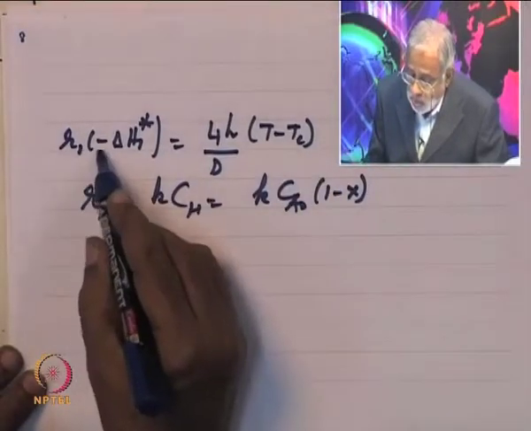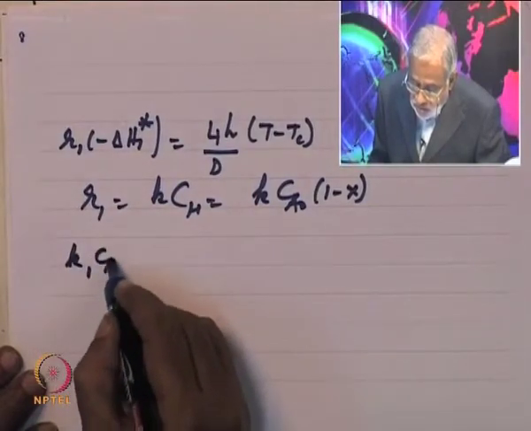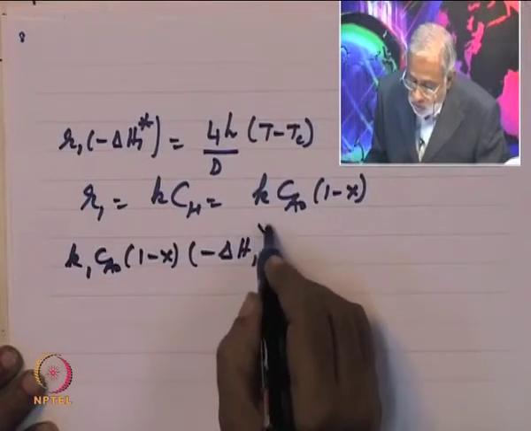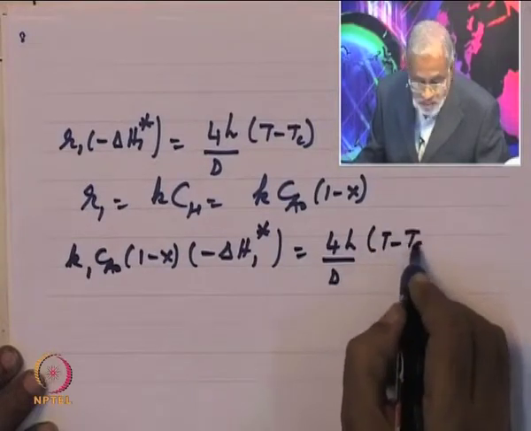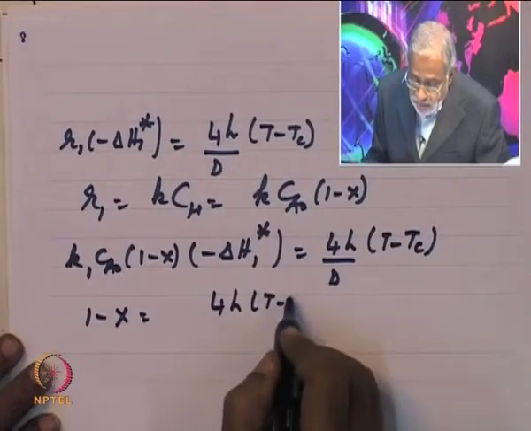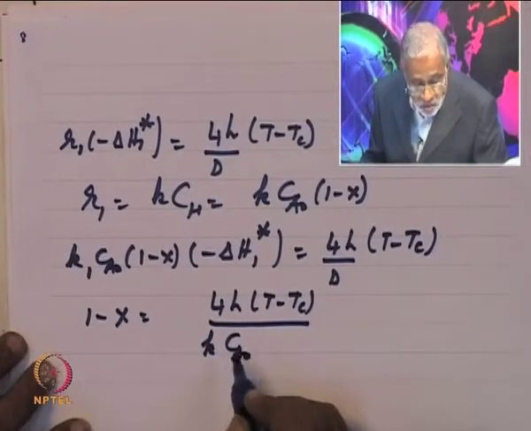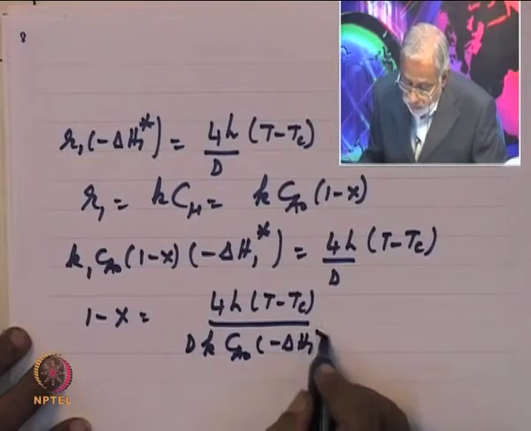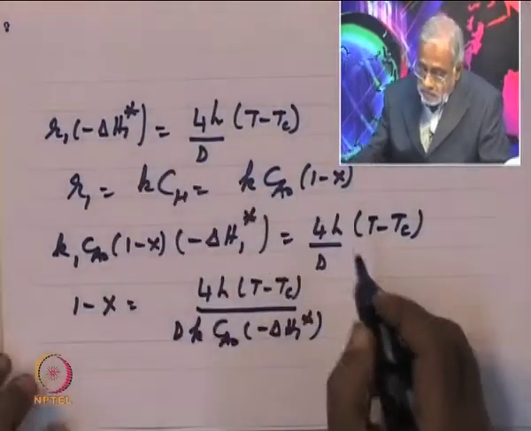Okay, so R1 delta H, you can substitute for R1. K CA0 times (1 minus X) times minus delta H1 star equals 4H by D times (T minus TC). So 1 minus X equals 4H (T minus TC) divided by D K CA0 times minus delta H1 star. Is it clear? So, this is at the hot spot.